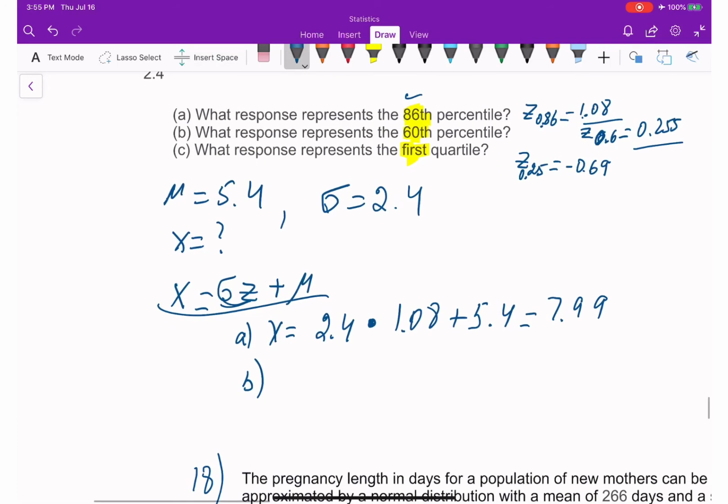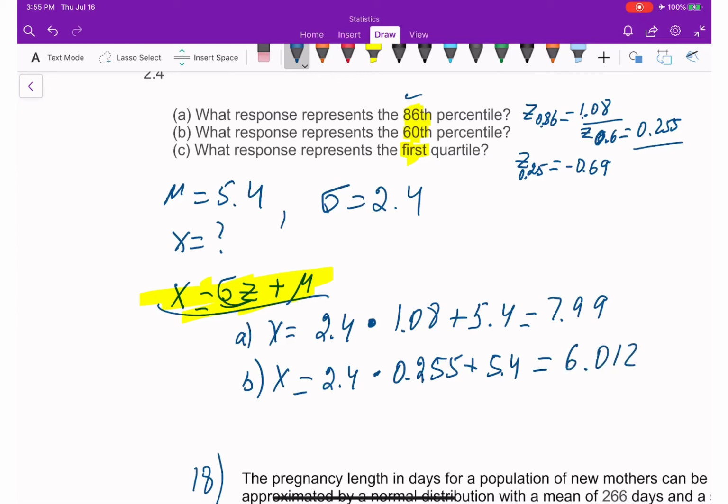I'm solving everything based on this formula. Okay? Sigma is the same. Sigma is equal 2.4 times, again, 1.8. No, actually, this score is 0.255. And plus 5.4. And we get 6.012. And see, x is equal 2.4.